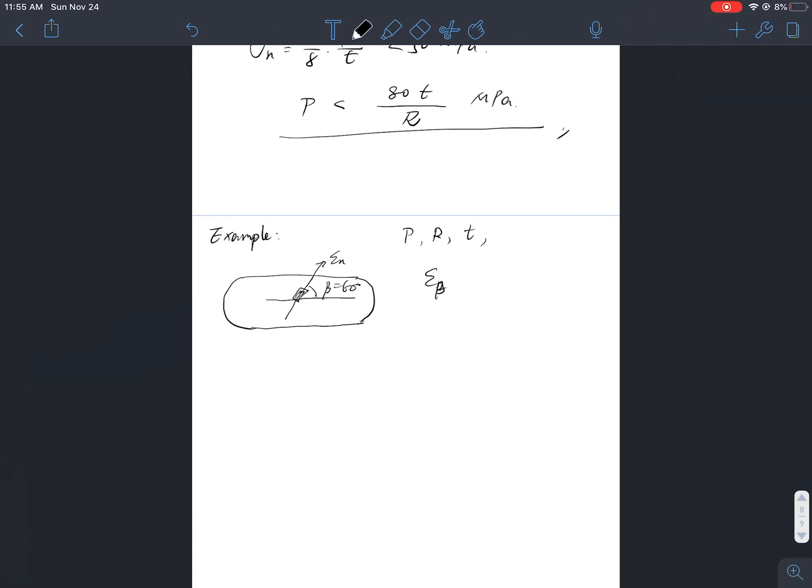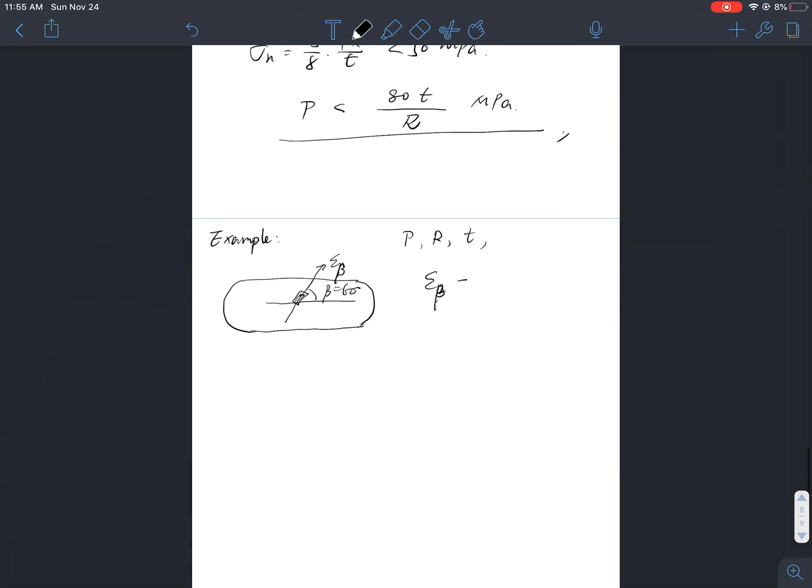Be careful, okay? I should say strain in the beta direction. Be careful, this is not the strain perpendicular to the line there. This is directly the strain in the beta direction. Okay, so what you do, right? This is what you do.